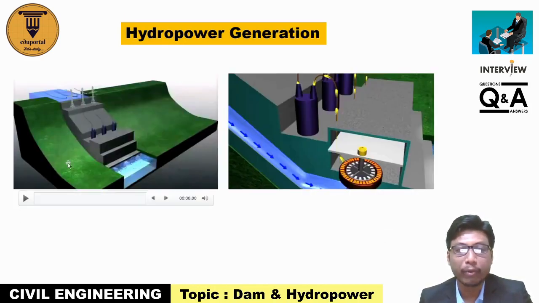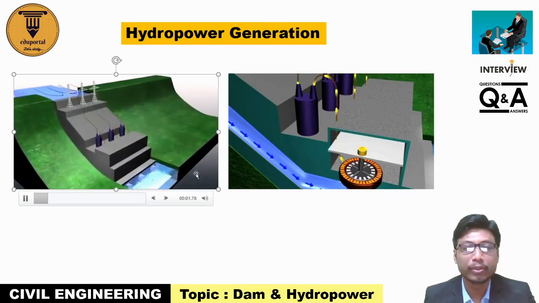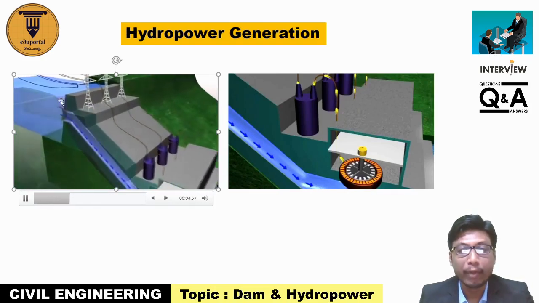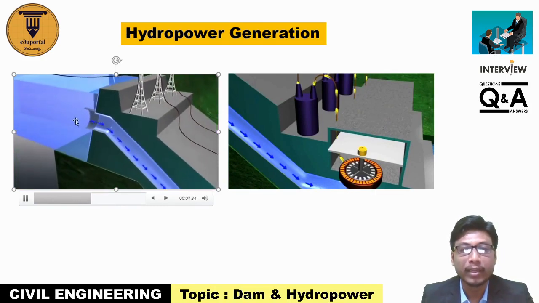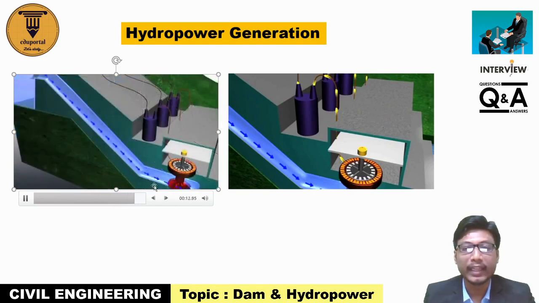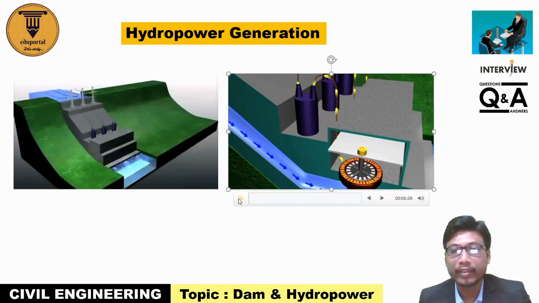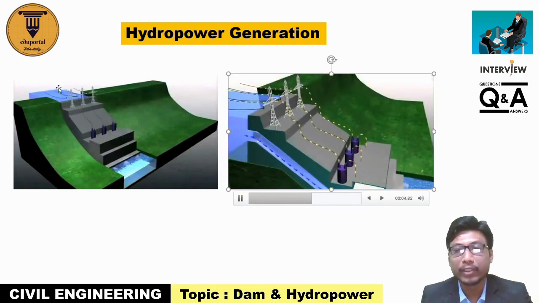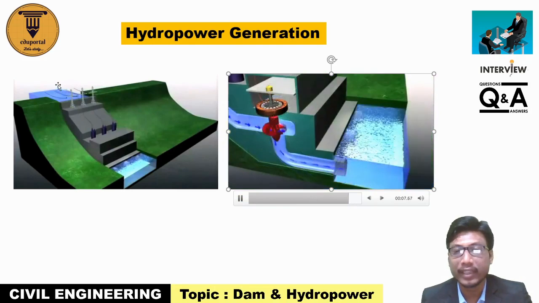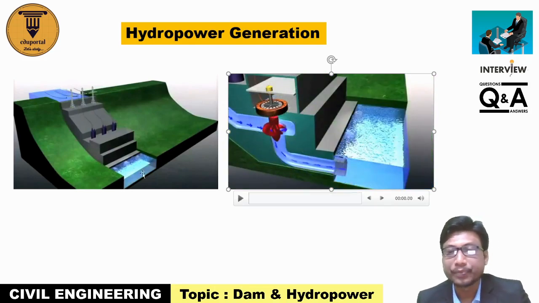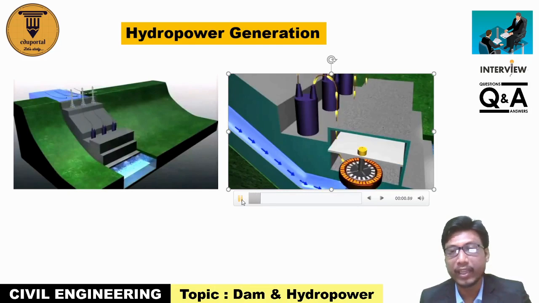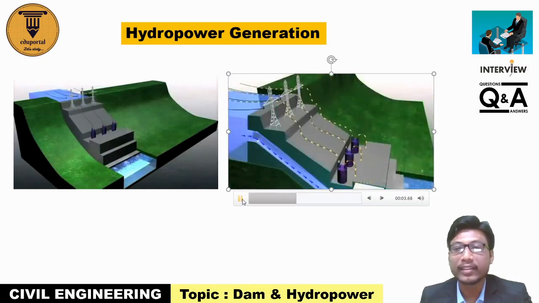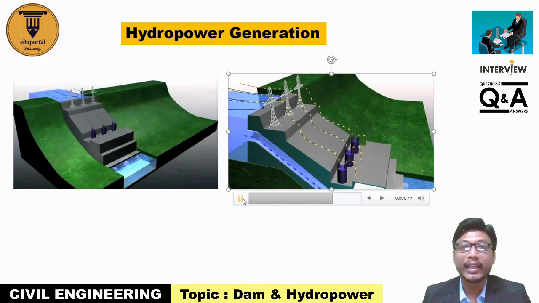So see how the water is flowing. This is the dam, and you can see the water is flowing from the reservoir through the penstock. Through the penstock the water is flowing, and at the end the turbine is rotated. Because of the rotation of the turbine, the generator is rotated, and because of the function of the generator, electricity is generated, which is carried by the transmission lines to our home. Thus we get electricity at our home.